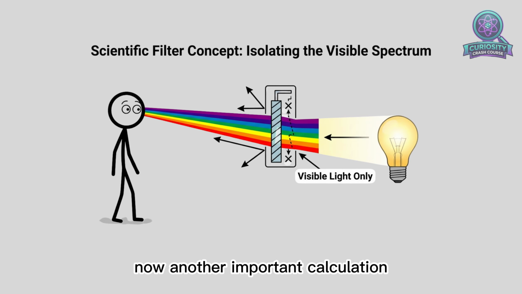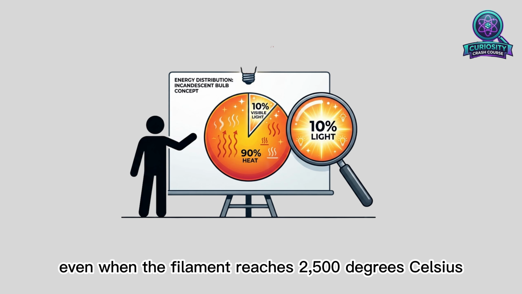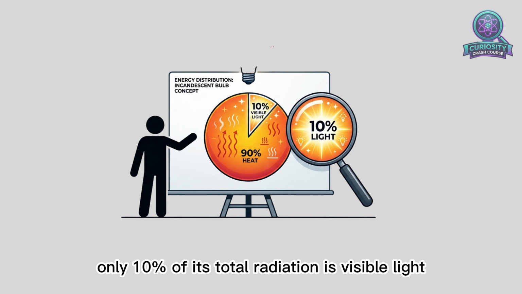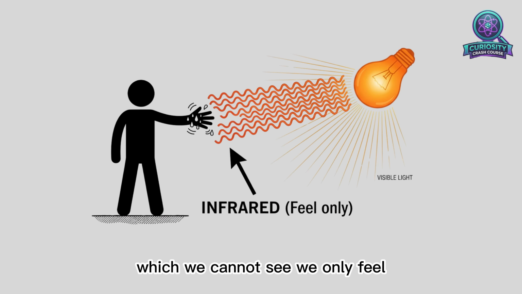Now, another important calculation. Our eyes can only see visible light. Even when the filament reaches 2,500 degrees Celsius, only 10% of its total radiation is visible light. The remaining 90% is infrared or thermal radiation, which we cannot see. We only feel.